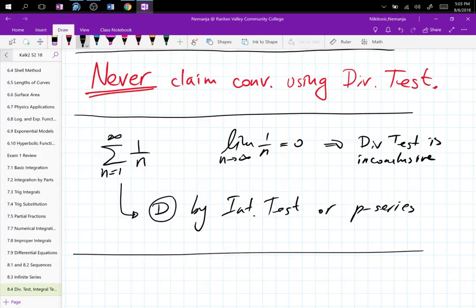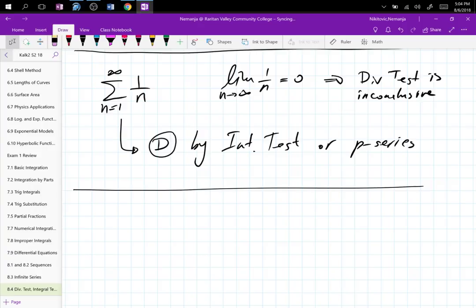So for the last time, if the limit is 0, test is inconclusive, move on. If the limit is not 0, test is definitely telling you that a series is divergent. That's that. That's the divergence test. So you are learning that one sentence and just very careful to use it the right way. Integral test is next.